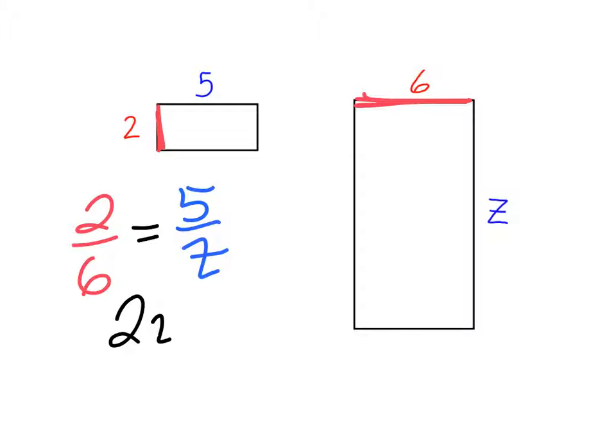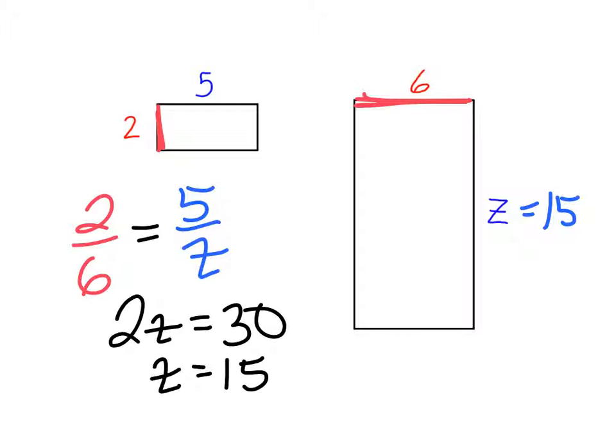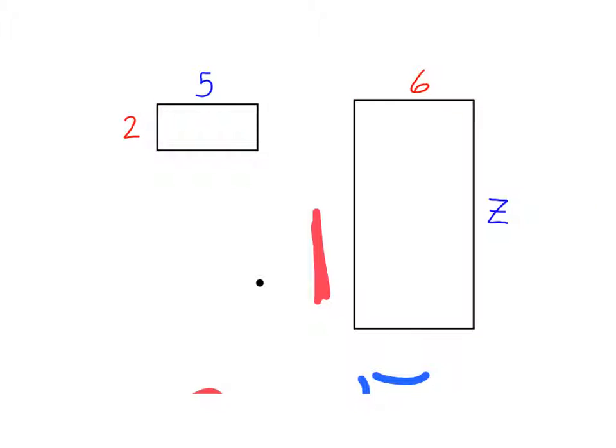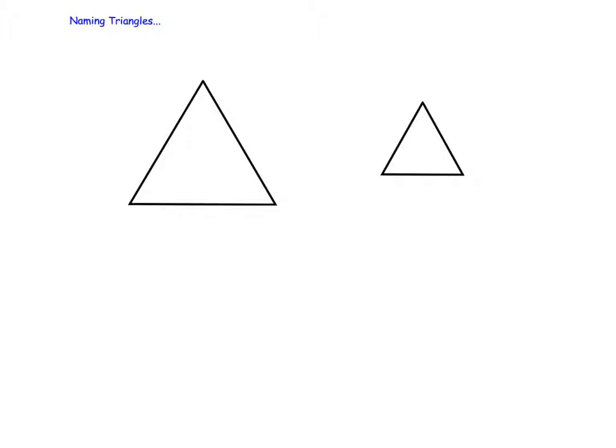Cross multiply again and divide by 2 to see that Z, or this side, is 15, which you could have checked with mental math as well to see that 2 times 3 got you the 6, and so 5 times 3 would give you the 15.